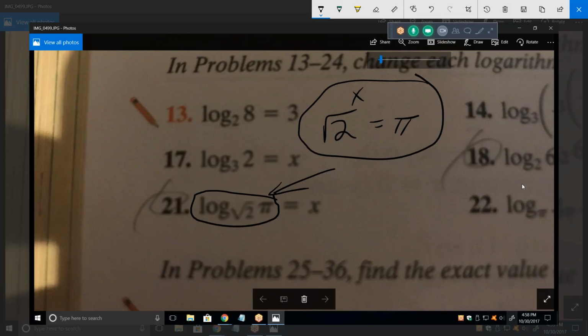I got 3.3 for that. If you squared the square root of 2, you'd get 2. And since we have to get all the way up to 3.14, that answer makes sense. 3.3.